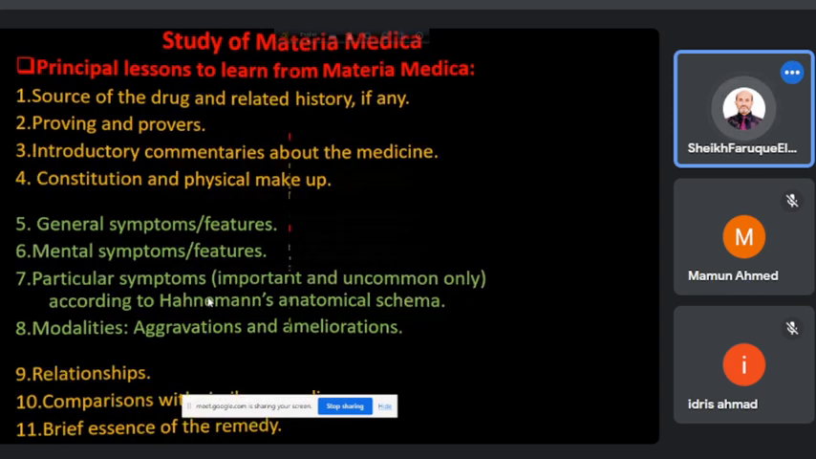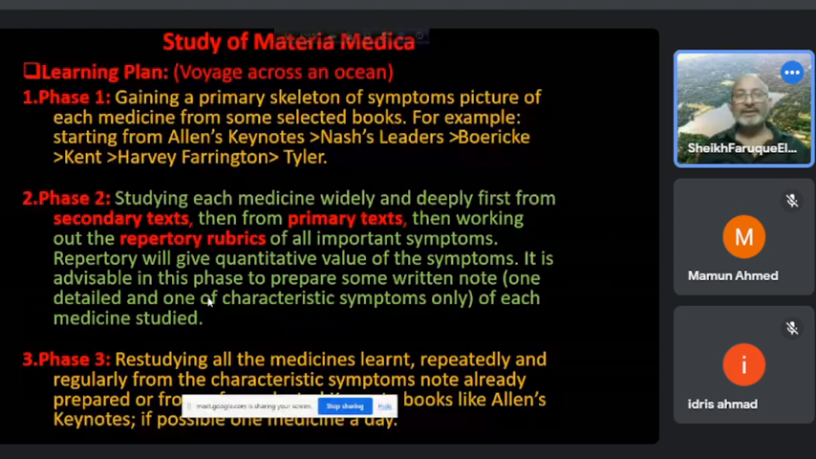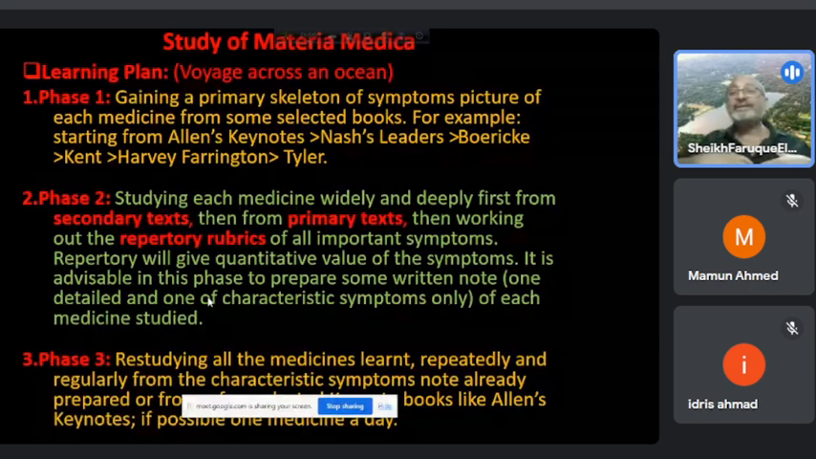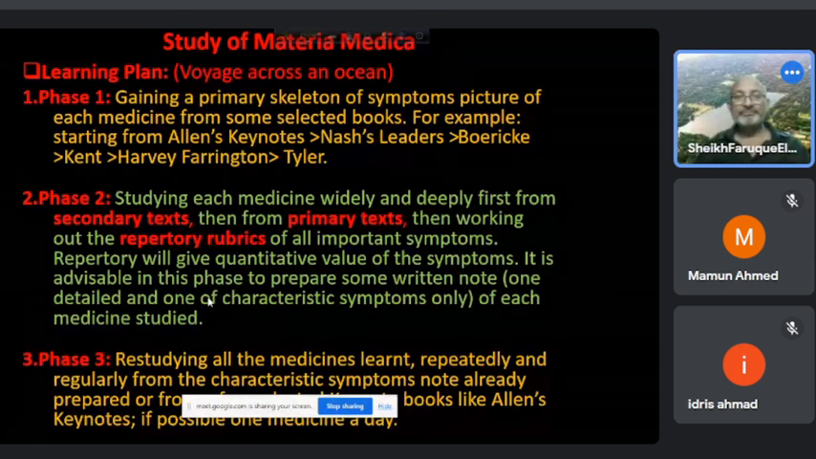Now let us go to the next thing. This is a very important phase given by our gurus. They said how to learn a medicine. As I said, Materia Medica is like an ocean, like a sea. You just cannot cross it from any side, from anywhere. No, you must have a good plan.